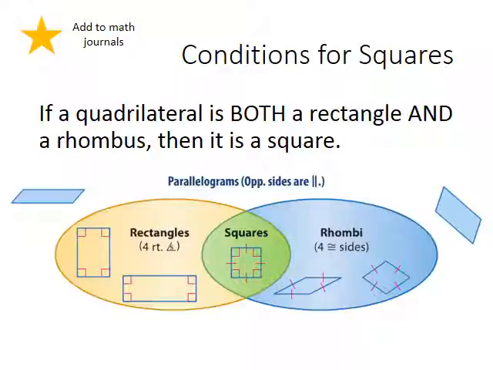Conditions for squares, this can go again on the page next to your quadrilateral family tree, underneath where you wrote conditions for a rhombus. But basically, to prove if a parallelogram is a square or not, it's a quadrilateral that is both a rectangle and a rhombus. If you can show it's both of those things, then that's enough to prove your quadrilateral is also a square.